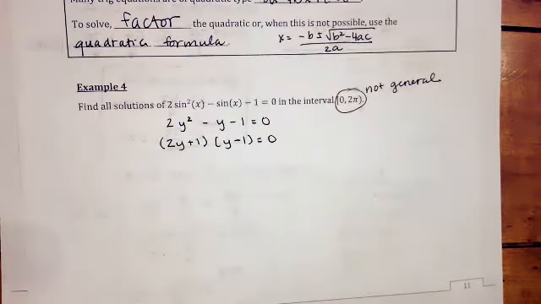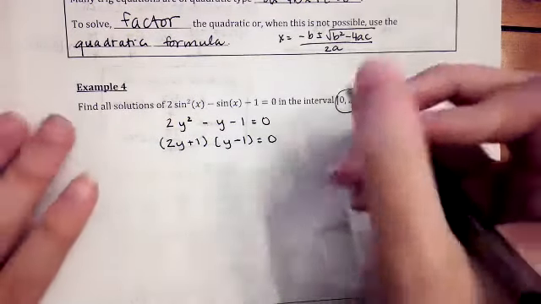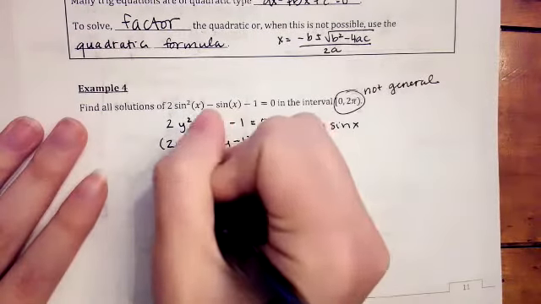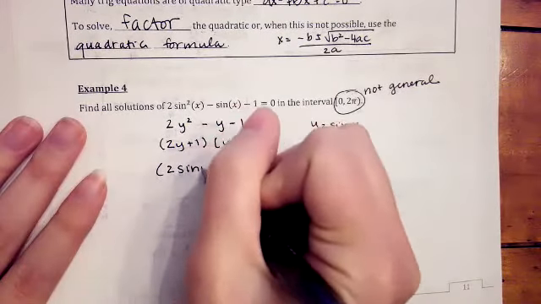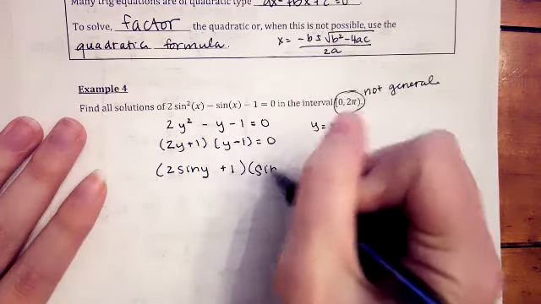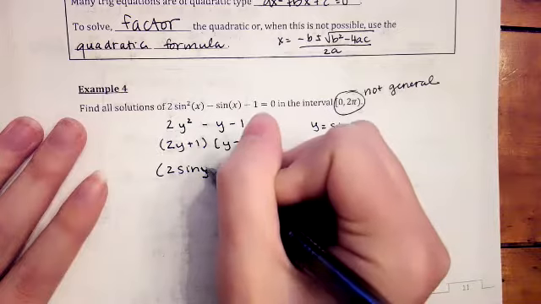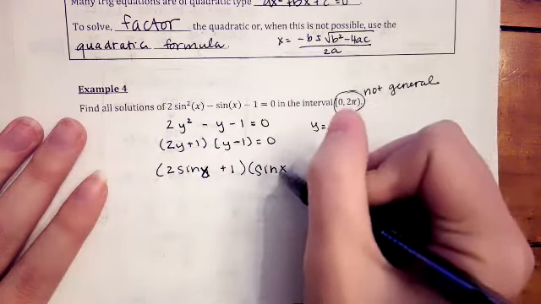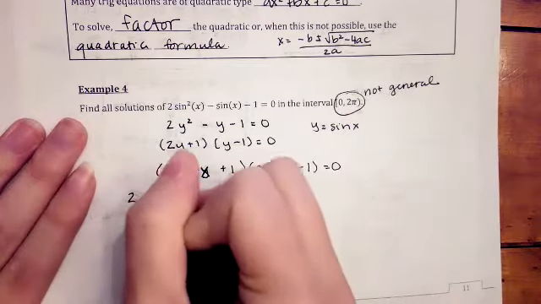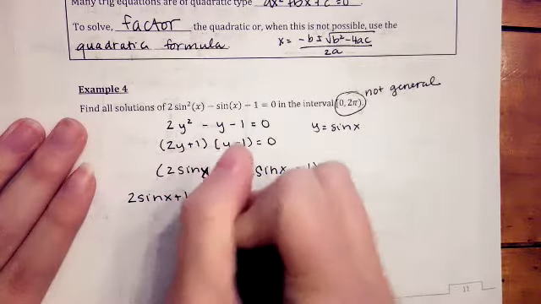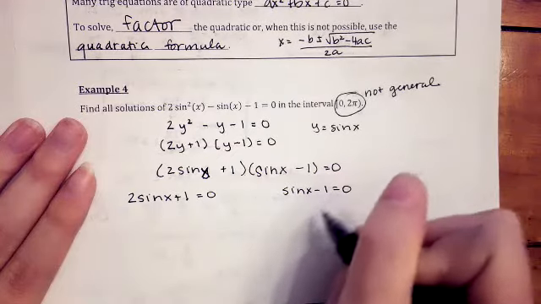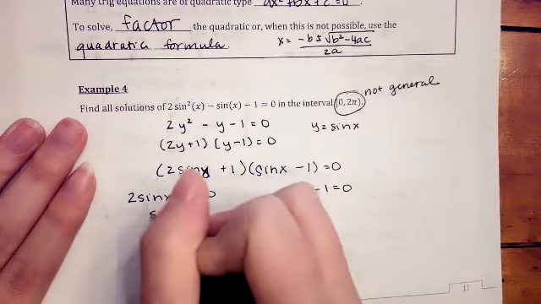Okay. And once we factored it, then we probably want to go ahead and plug back in that we let y equal sine x. So we'll have 2 sine x plus 1 times sine x minus 1 equals 0. We'll set both factors equal to 0 and kind of solve.